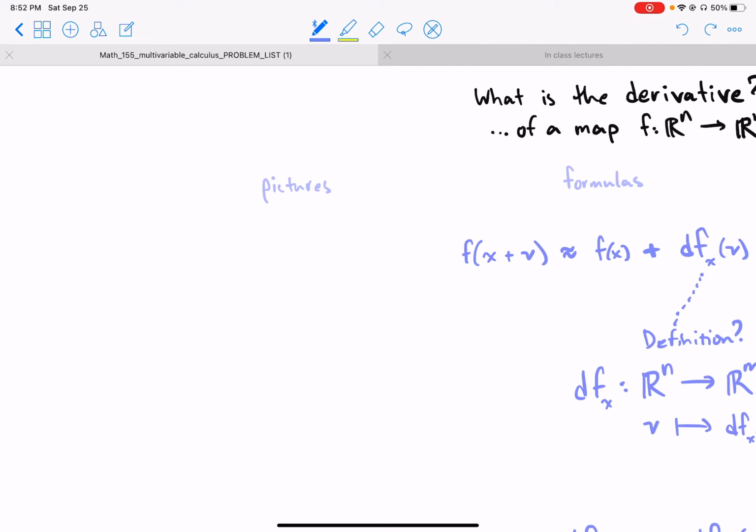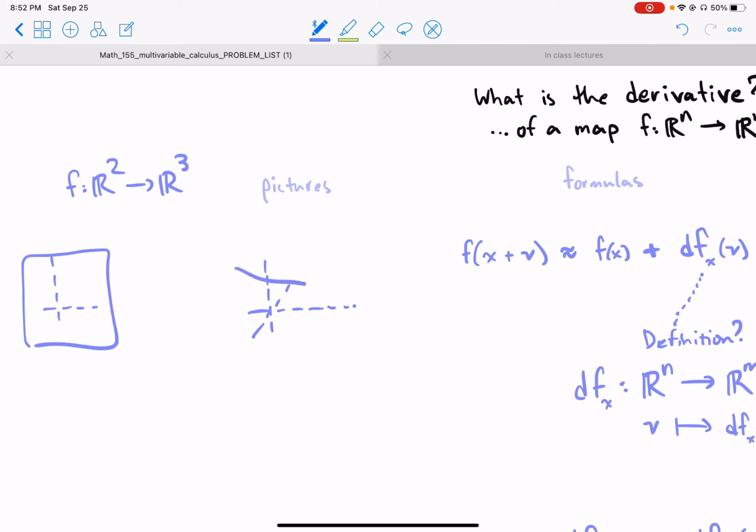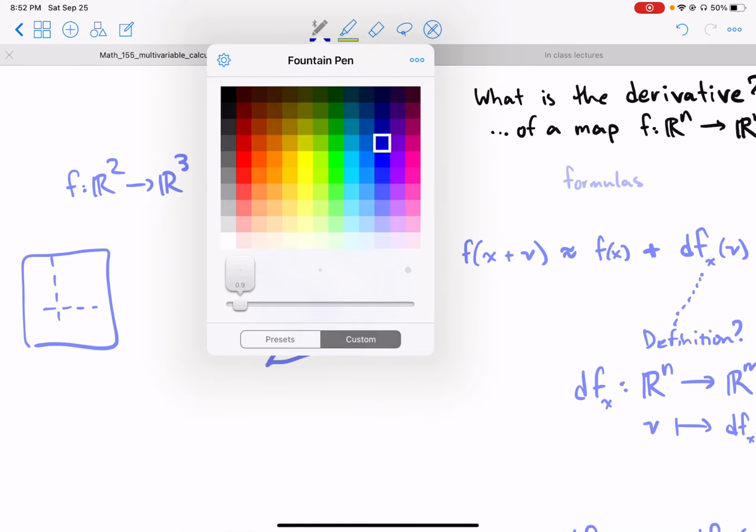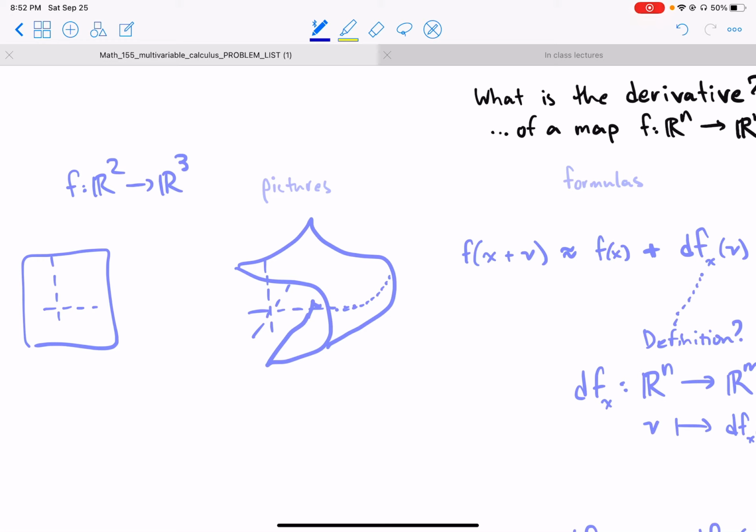Okay. In pictures, what is the derivative? Well, let's say f maps the plane to space. So here we have f goes from R2 to R3, and here's a picture of the derivative. So you know that it maps the whole plane to some possibly curvy, weird surface in space. And then, if x is somewhere like here, let's say that's x, then f of x might be somewhere like here. So that's f of x.